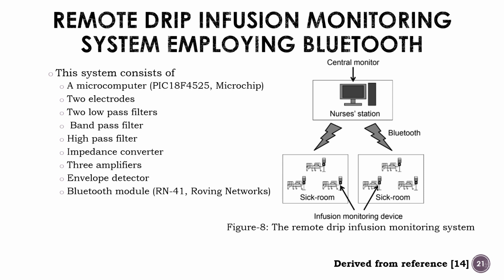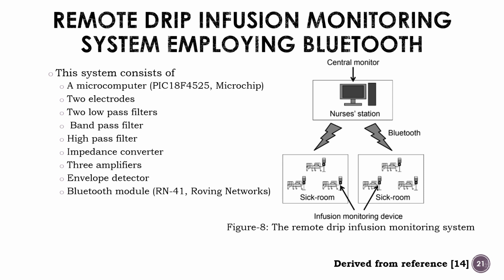The components used for the system are as follows: a microcomputer, PIC 18F4525 microchip, two electrodes, two low-pass filters, bandpass filter, a high-pass filter, impedance converter, three amplifiers, envelope detector, and Bluetooth module. So about the working, the infusion monitoring device is made up of two electrodes, a microcomputer, two low-pass filters, a bandpass filter, etc.